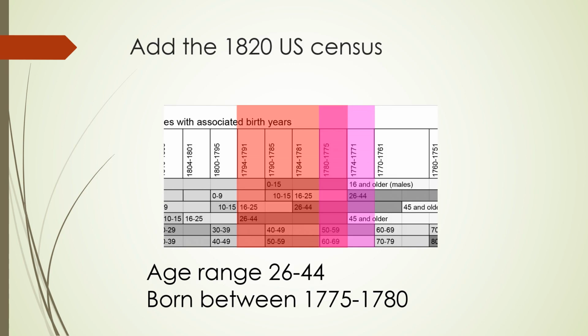When we highlight the 1820 age range of 26 to 44, the two columns overlap and we can narrow the individual's birth to a 5-year window between 1775 and 1780. Highlighting the additional age ranges consistently shows that this individual was born between 1775 and 1780. Neat trick, huh?